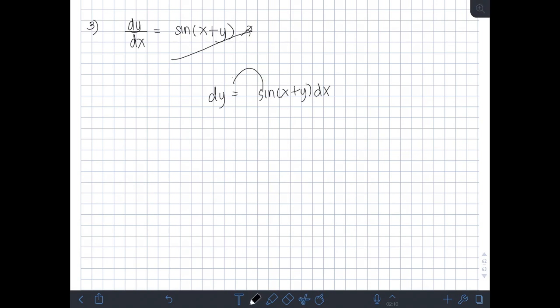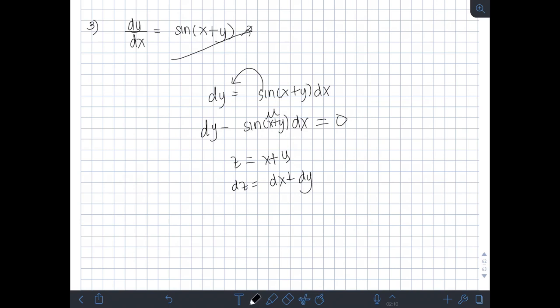And then, transpose ko sa kabila, magiging dy minus sine x plus y dx equals 0. So, anong magandang substitution natin? Obviously, wala naman tayo palang choice, kundi ang substitution na gagamitin natin is itong x plus y lang, right? So, let's say z is equal to x plus y. So, derivative natin, we have dz is equal to dx plus dy.